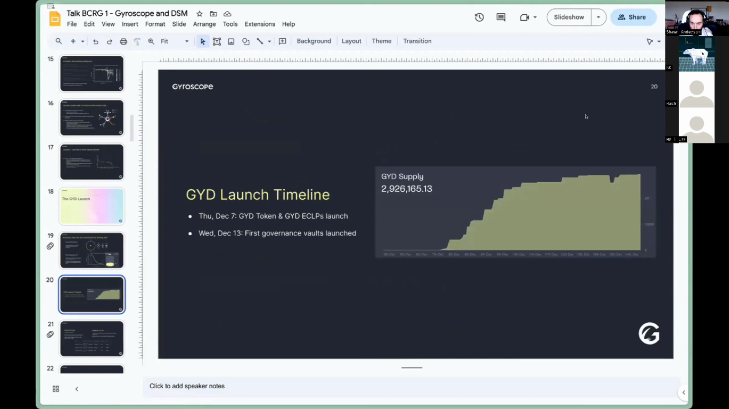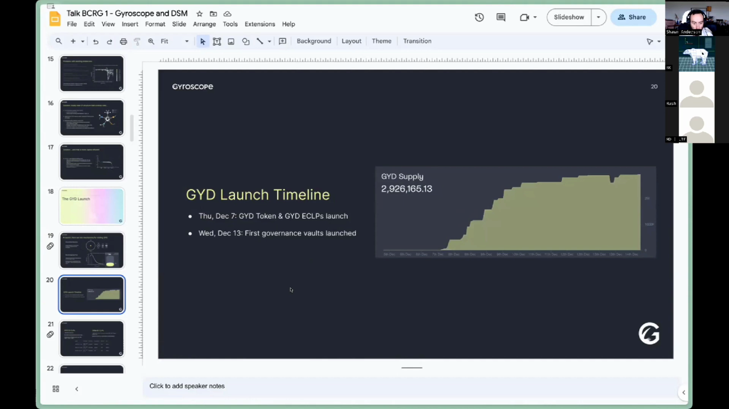TVL-wise, this is a chart of GYD supply. I made this a few days ago. I think now it's a little bit more, like 3-point-something million GYD. The system launched last Thursday, December 7th. No, Thursday a week ago. And got to some scale pretty quickly.